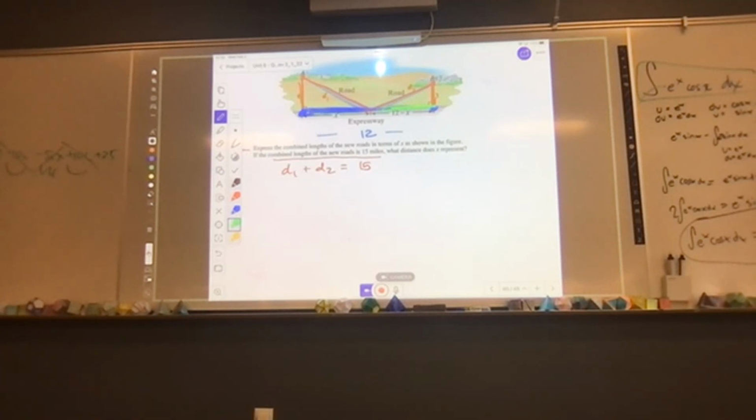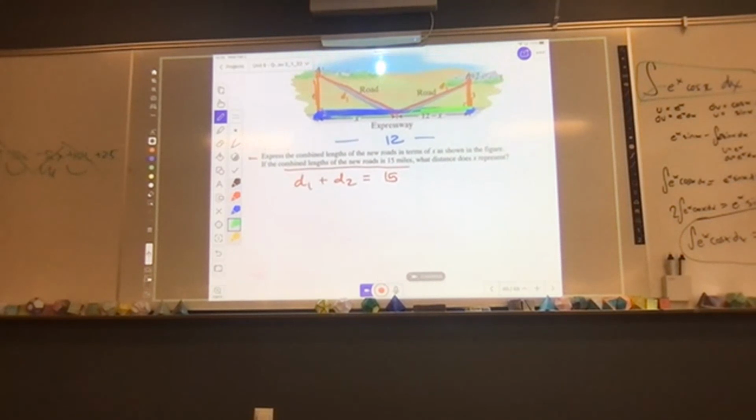Are you saying things like the 15 miles? Well, now I have to figure out how I'm going to write D1 and D2, right? Because I eventually need to substitute in here. Can you tell me how I can write an expression in terms of X that represents the length D1? What is that shape? Oh, X squared plus. Pythagoras theorem.